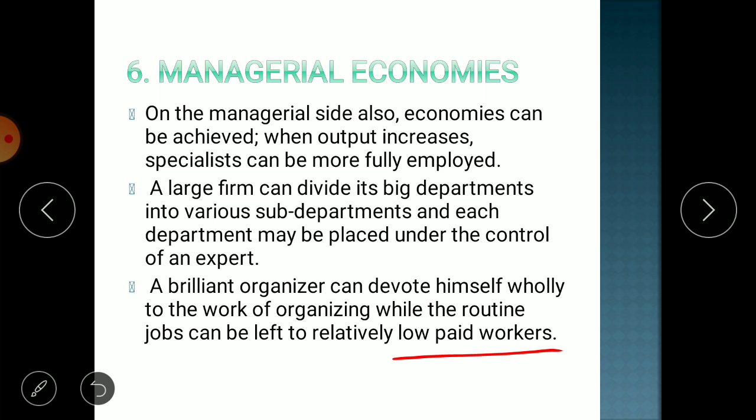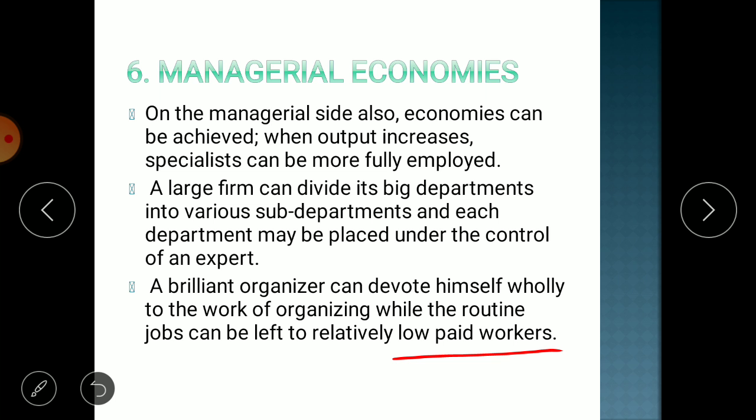Whereas in a sole proprietorship, the owner works as the low paid worker. He is the managing director, and he is a peon as well. So everything is done by him. That is why there is no efficiency in work, no expertise, no specialization. So their cost of production will be more as compared to a large firm.